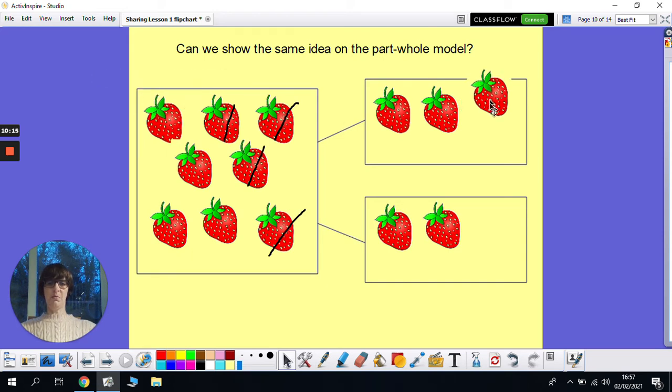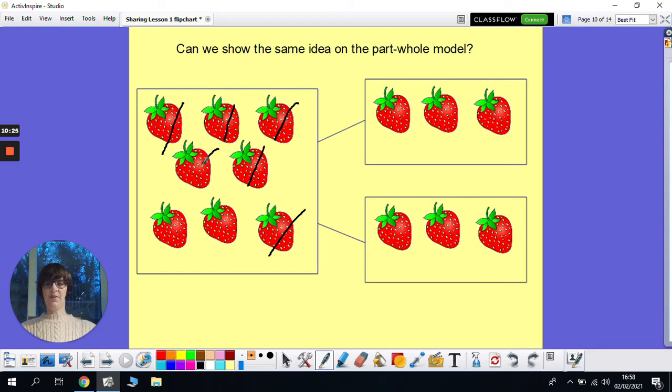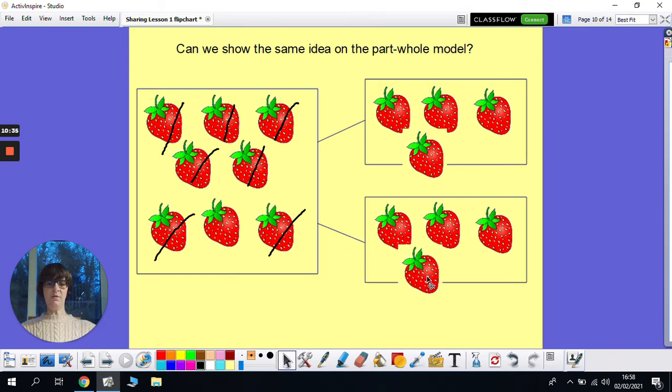So let's move that one over there and tick off that strawberry. And then that one can go there and tick off that strawberry. And this one up here. And I'll tick that one there. And this one here. So I've shared all the strawberries.